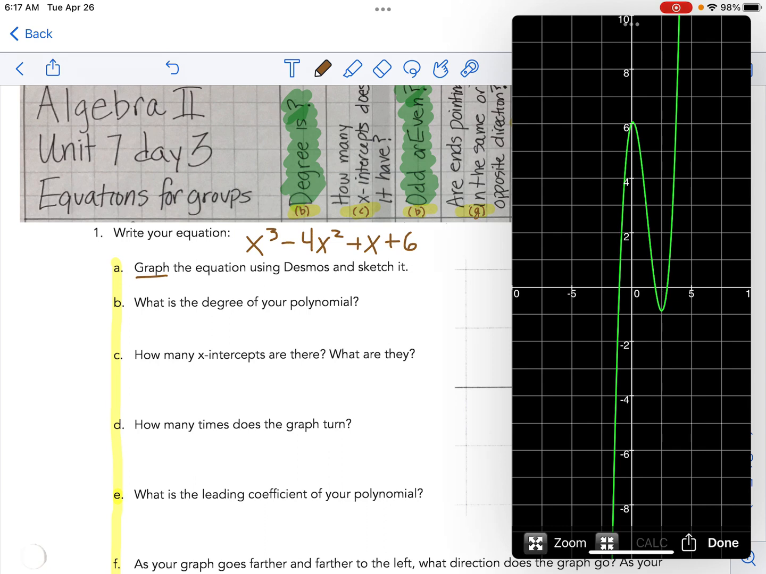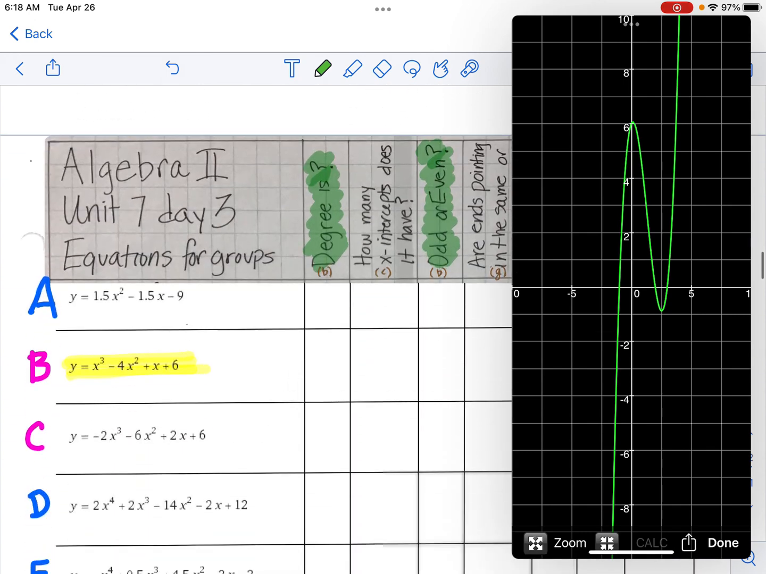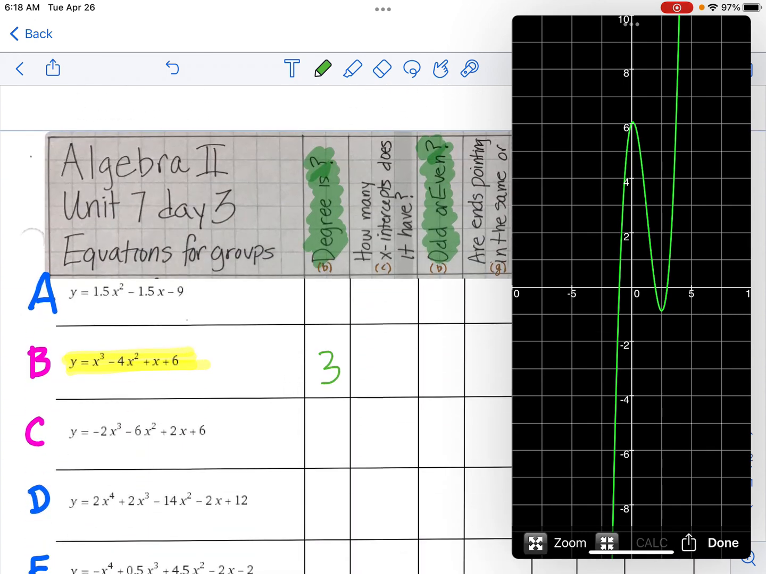So here's the graph. And it says a couple of questions we can answer even without the graph. What is the degree of the polynomial? So we're looking for that highest power. And that highest power is 3. So the degree equals 3. So I'm going to put that in this first column. So I'm going to scroll down. Degree equals 3.